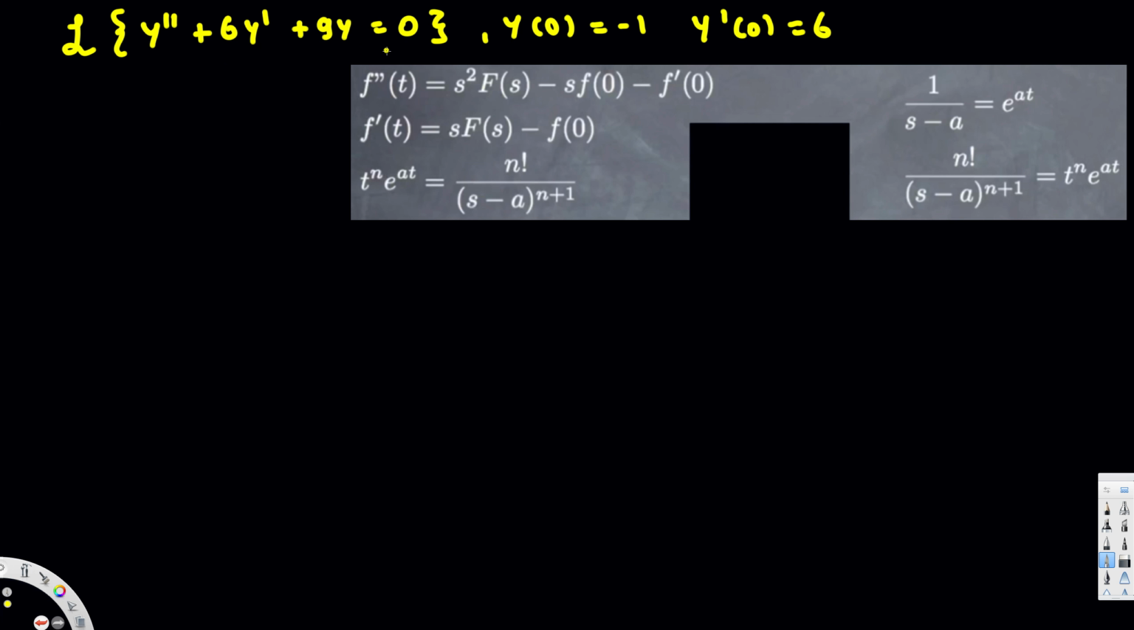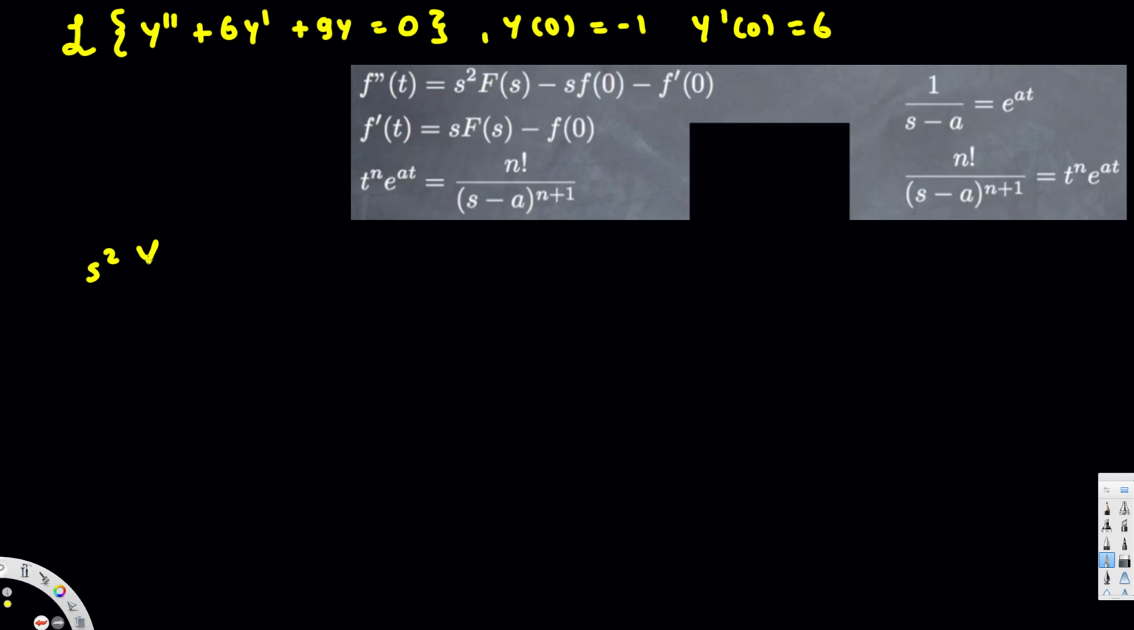Here we have a differential equation. We are first going to convert it into the s world. When we have F double prime, that turns into s squared F of s, minus s F of 0, minus F prime of 0. Here we have y double prime. When we have small f we put capital F, so when we have small y, we put a capital Y.